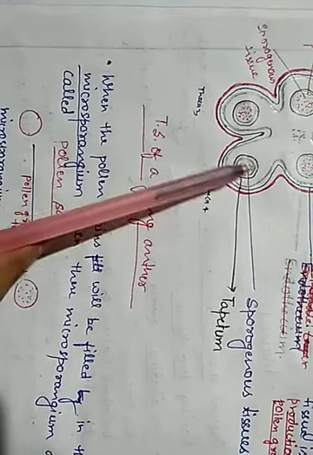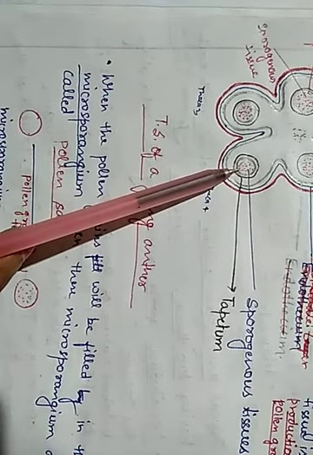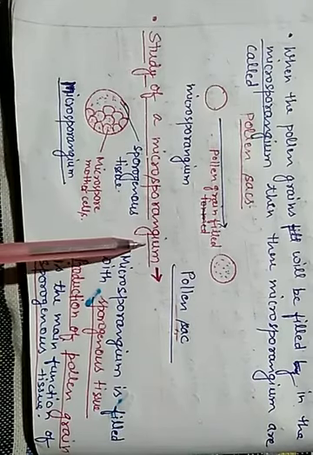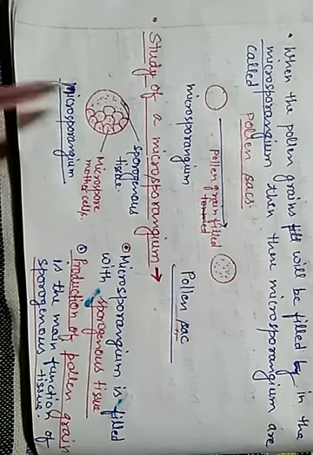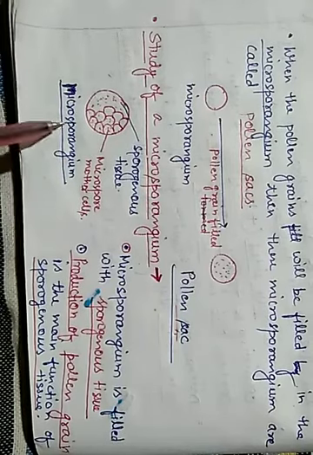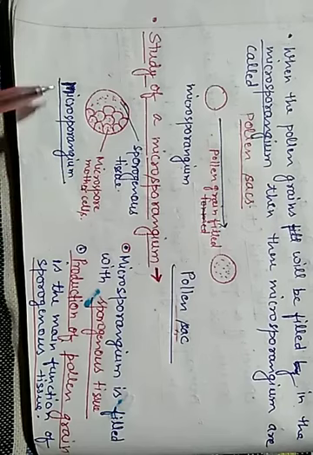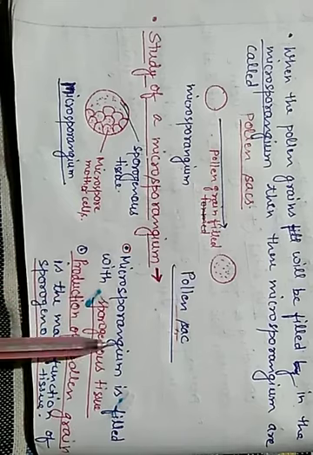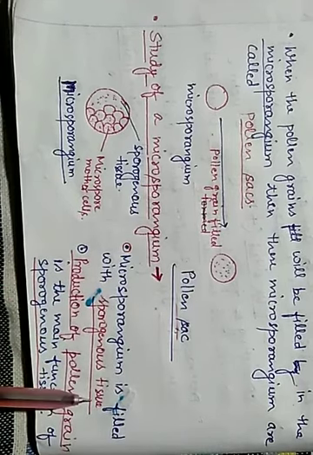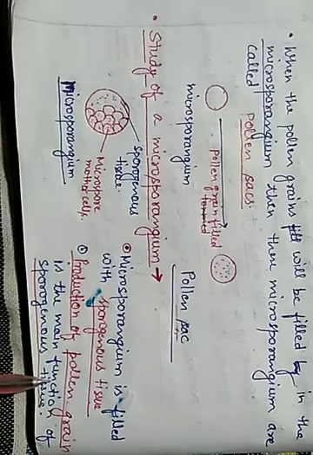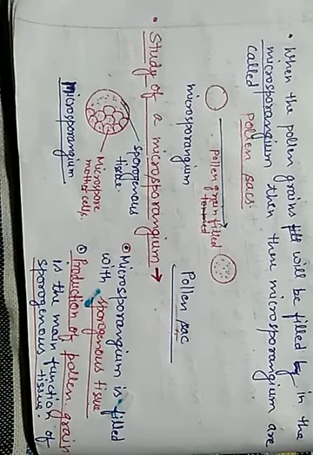Now we will study a single microsporangium in detail. It's a single microsporangium. As we know, there are 4 microsporangiums, so this is the study of a single microsporangium. These microsporangiums are filled with a special type of tissue known as sporogenous tissue. Production of pollen grains is the main function of sporogenous tissue, as we have discussed earlier.